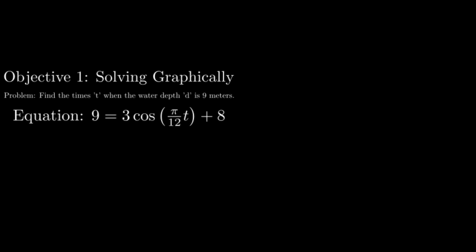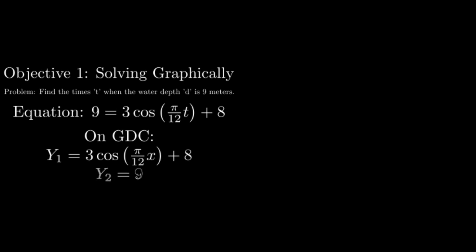To solve this graphically, we'll graph two separate equations. The first is the function for the water depth, and the second is the constant depth we're interested in. On our calculator, we'll set y1 equal to our function, using x instead of t. So y1 is 3 cos(pi x over 12) plus 8. Then we'll set y2 equal to 9.